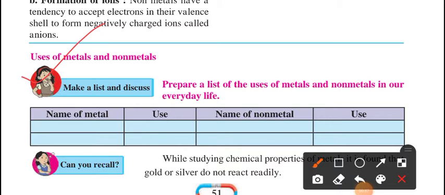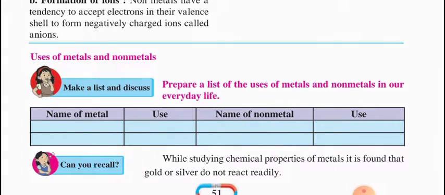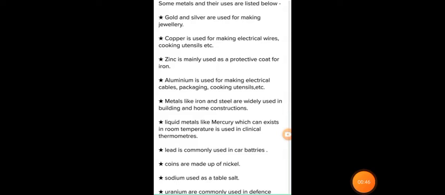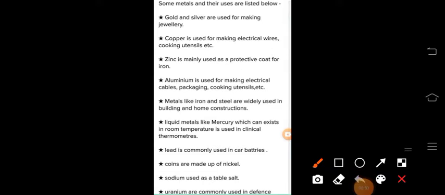Let me show you something about uses of metals and non-metals. Then we will prepare this table. Okay? Observe this chart, what you are observing over here. So I have given you the uses of metals and non-metals. So the very first use is of gold and silver. Gold and silver are used for making jewelry.